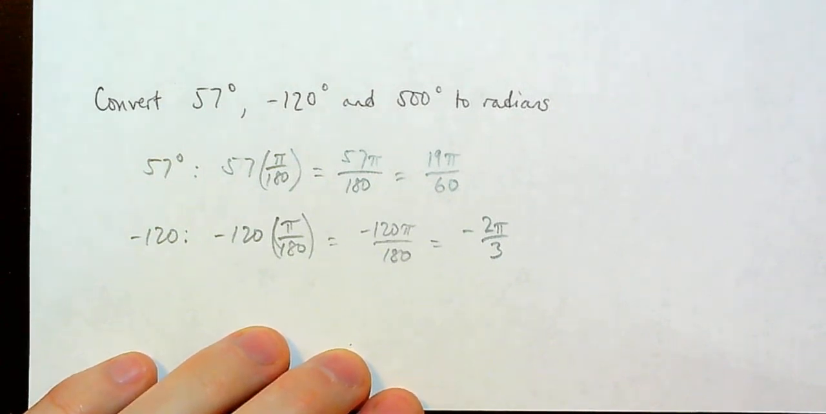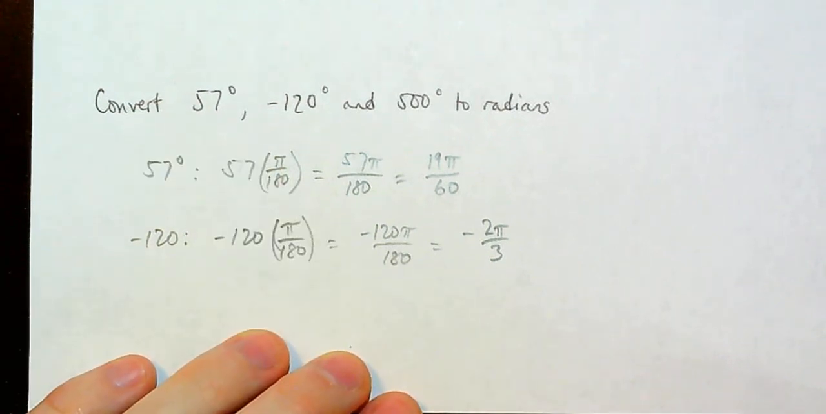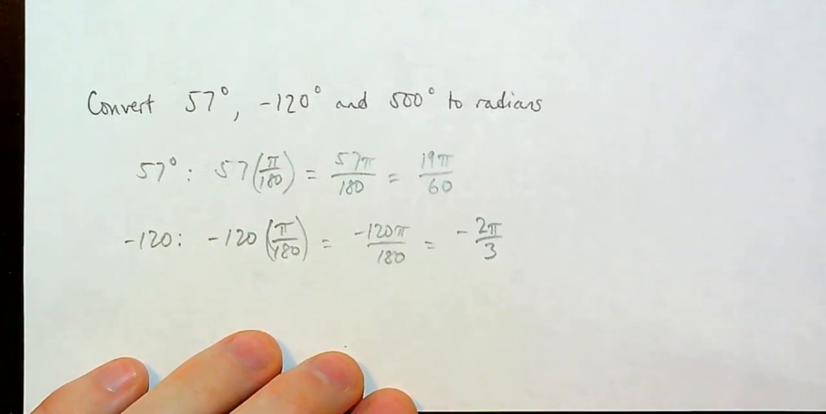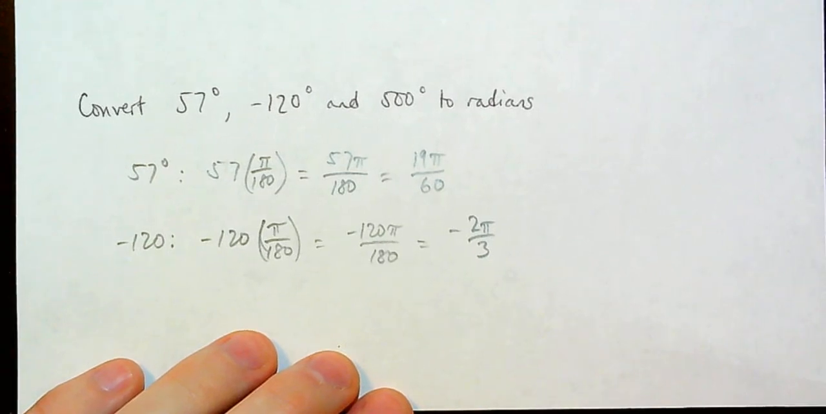So pause the video here and on your own convert 500 degrees to radians and see what you come up with. So press pause now. When you think you have the answer, press play, and we will see if you are correct.